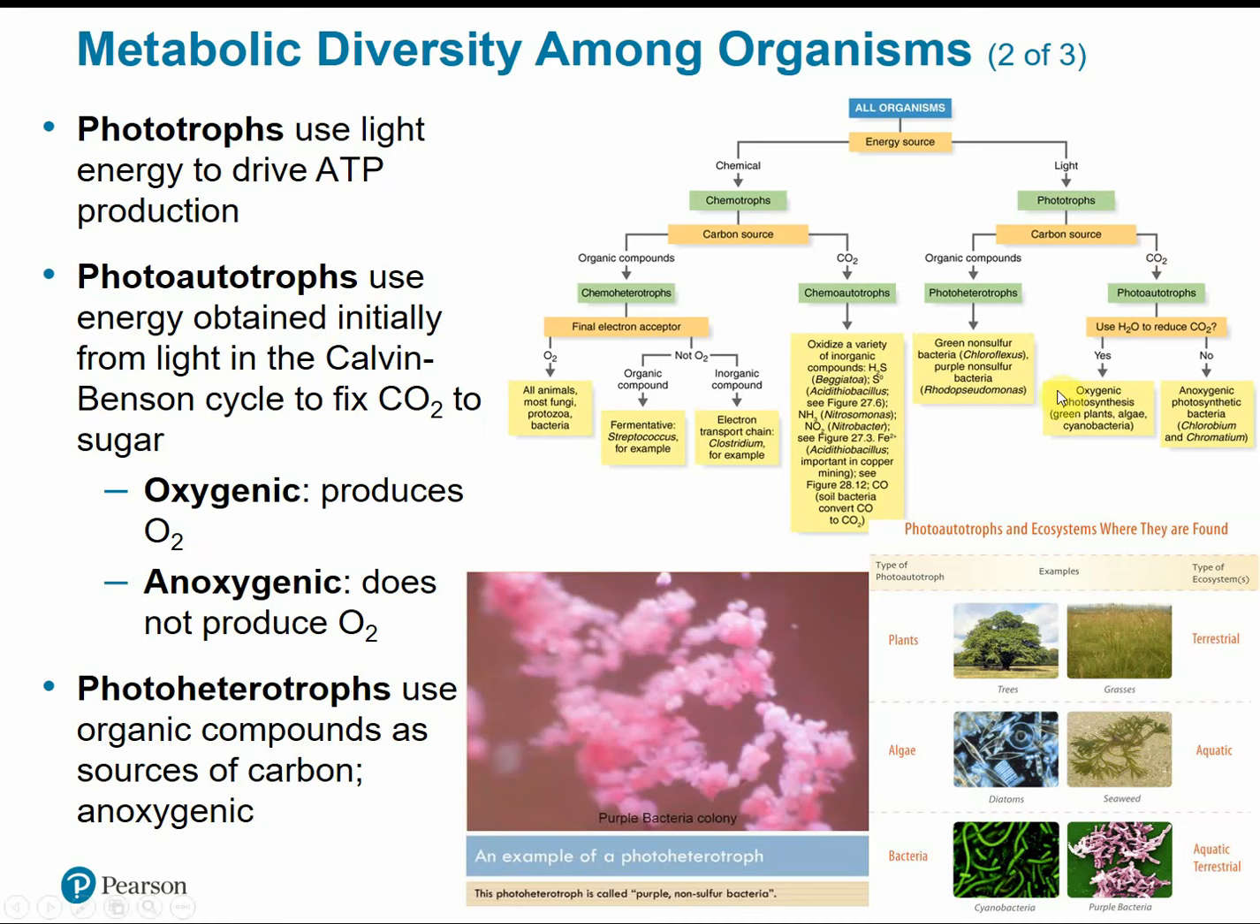Oxygenic photoautotrophs produce oxygen. So standard green plants, algae, and cyanobacteria, or photosynthetic bacteria. And anoxygenic photoautotrophs do not produce oxygen. So these are more rare. Photoheterotrophs use organic compounds for their source of carbon. So they use light energy, but they still have to eat other organisms. So an example of a photoheterotroph would be a purple non-sulfur bacteria.